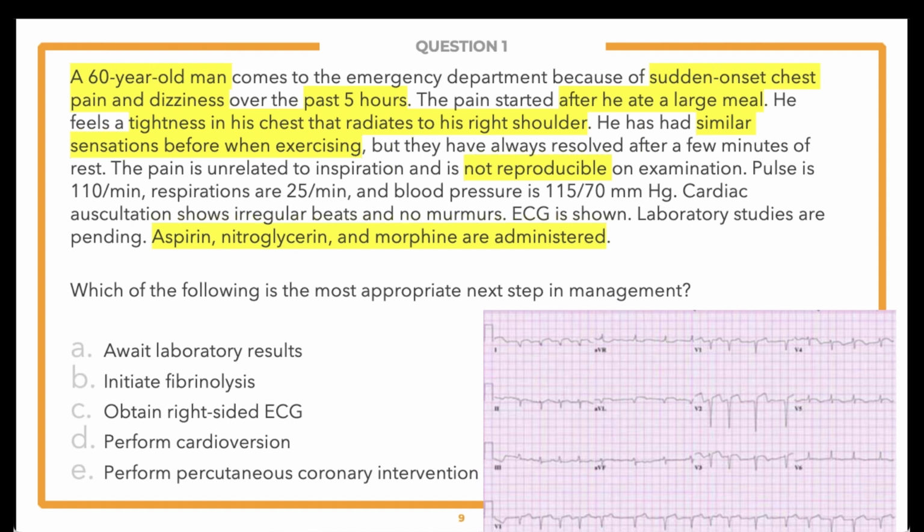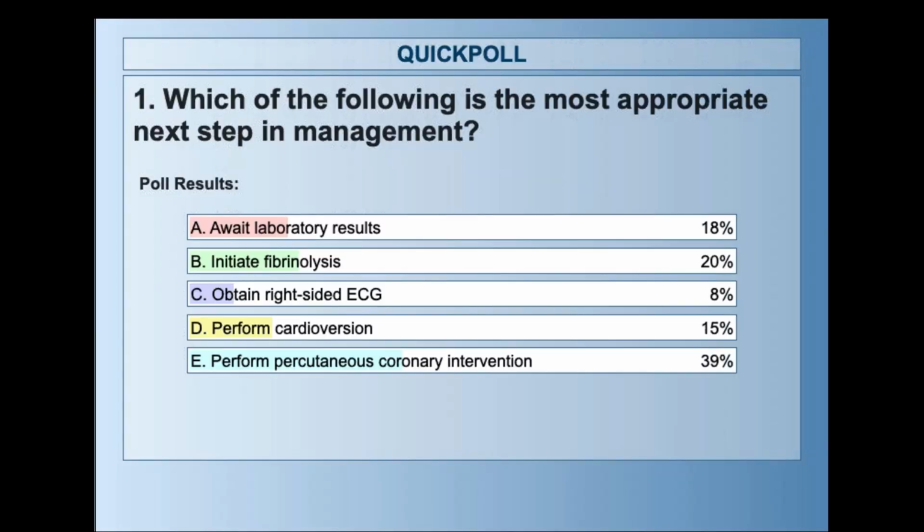All right, take a moment, process this, and Jeff will throw up a poll very soon. Okay, so about 40% of you went with answer choice E, thought that your next step would be performing a percutaneous coronary intervention. And really, answer choices A, B, and D all received about the same number of votes. Good, that's still a substantial number. Over 50% of you went with one of those options, and not as many of you went with going for the right-sided ECG.